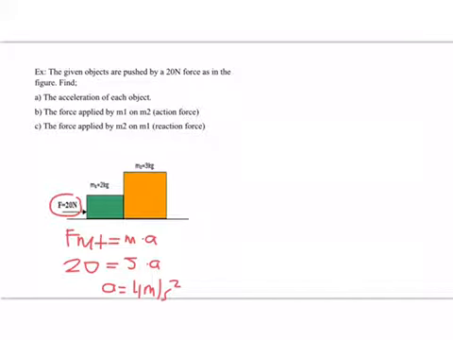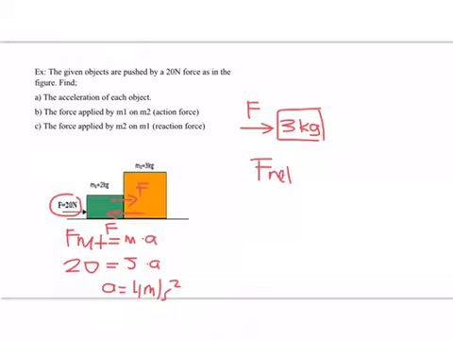Now M1 will push M2 with a force of, let's say, F, and M2 also pushes on M1 with an equal force F as a reaction force. Now I'm going to draw the free body diagram of the 3 kg. The 3 kg is pushed by a force of F applied by M1. There are no other forces that keep the 3 kg in motion.